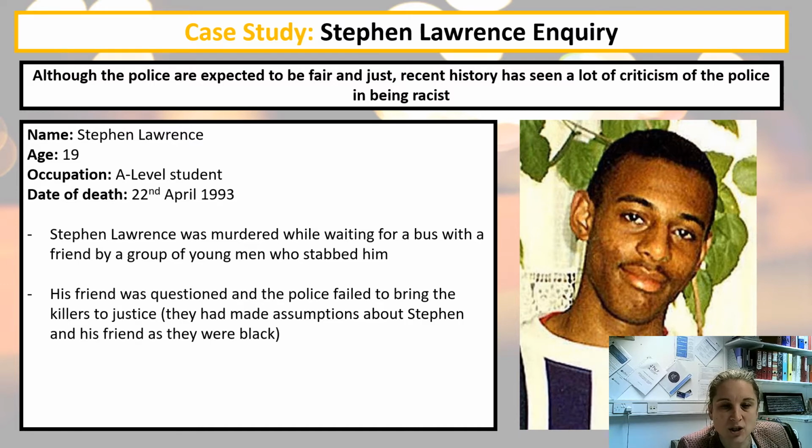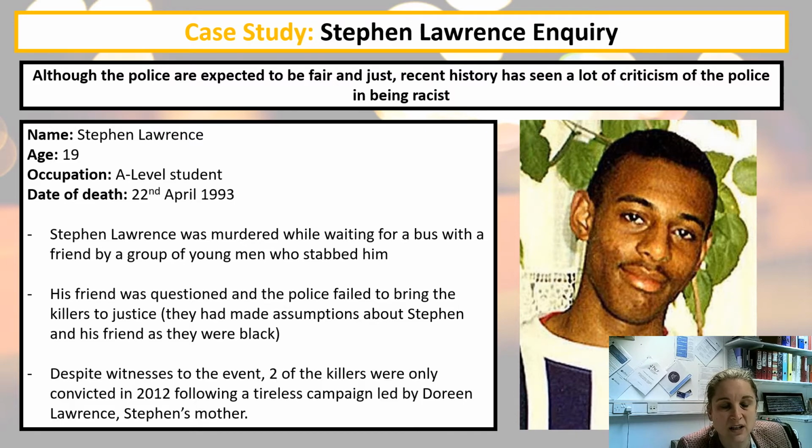His friend was questioned. The police failed to bring the killers to justice. They'd made assumptions about Stephen and his friend as they were black. Some of those assumptions were that Stephen and his friend were up to no good. They were criminal. He was almost accused of perhaps being a burglar. And they were accused of being part of a gang, that it was gang-on-gang violence, as opposed to just a straight-out murder of an innocent man.